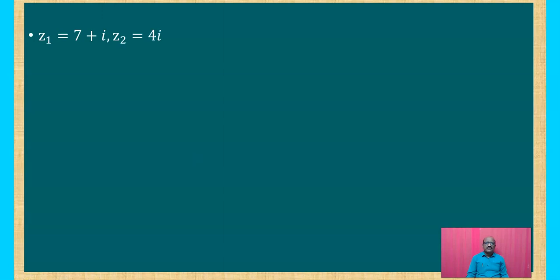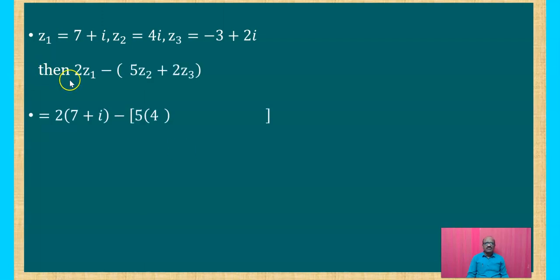z1 = 7 + i, z2 = 4i, z3 = -3 + 2i. Then find out 2z1 - 5 times (z2 + 2z3). Now substitute the values of z1, z2 and z3. Then you will get the answer. That is 2z1 means 2(7 + i), minus 5 times (z2, which is 4i, plus 2(-3 + 2i)).